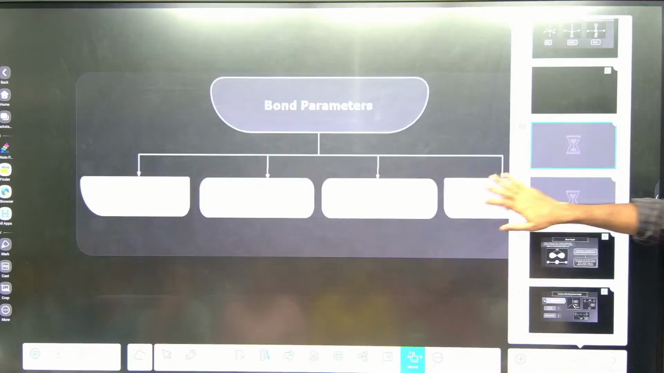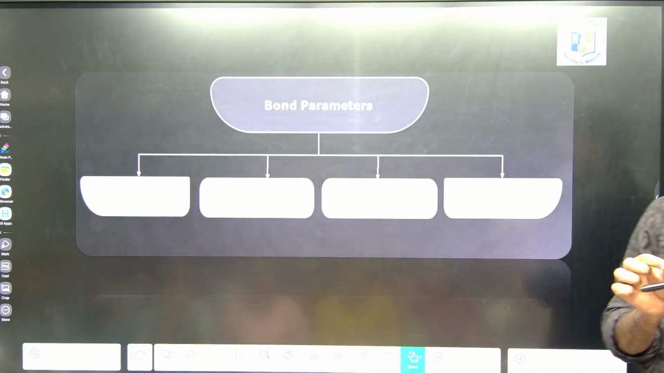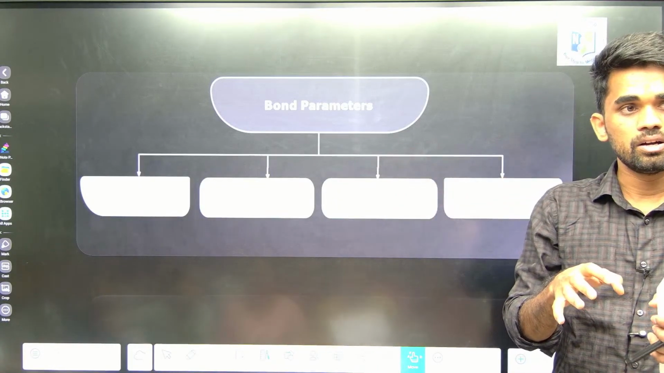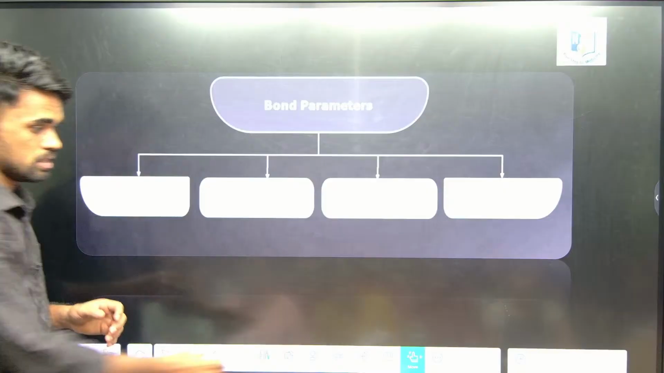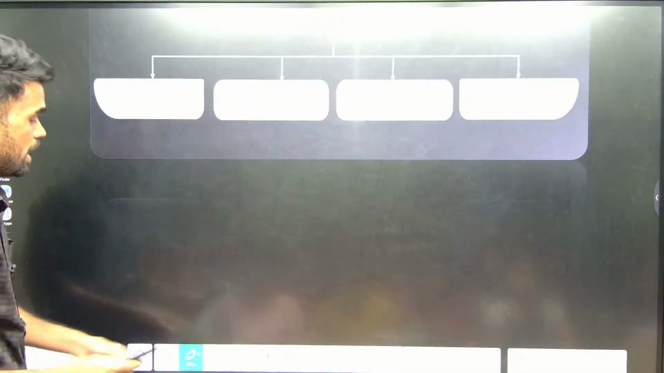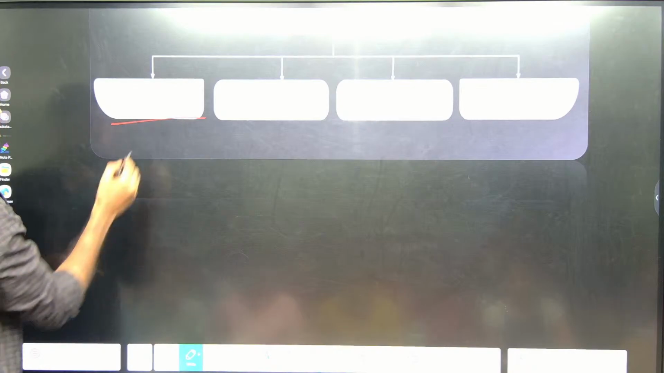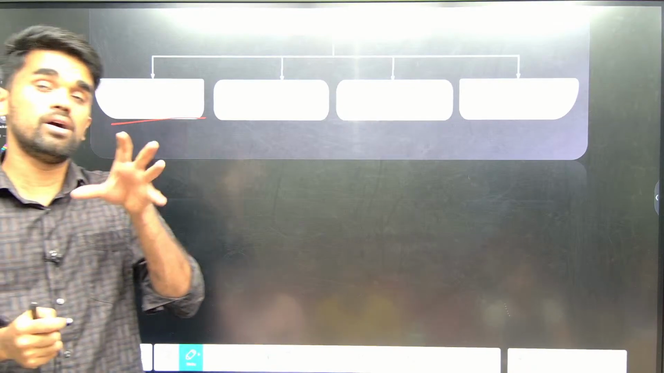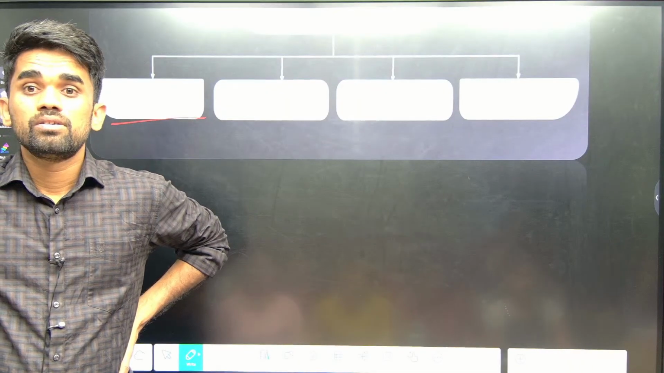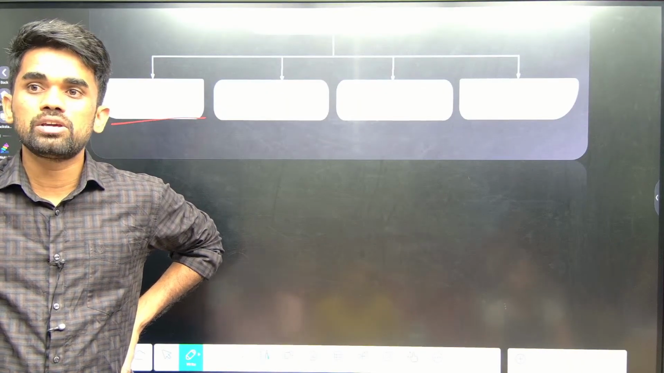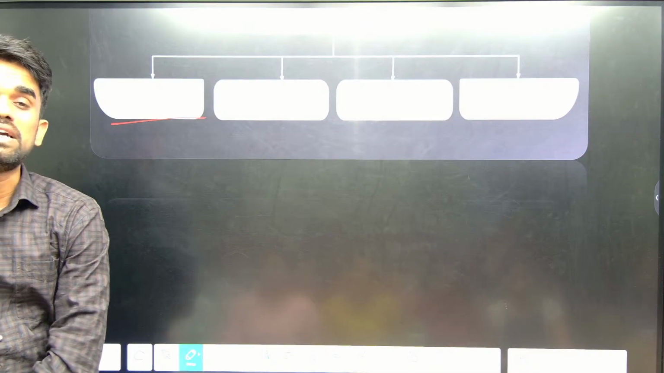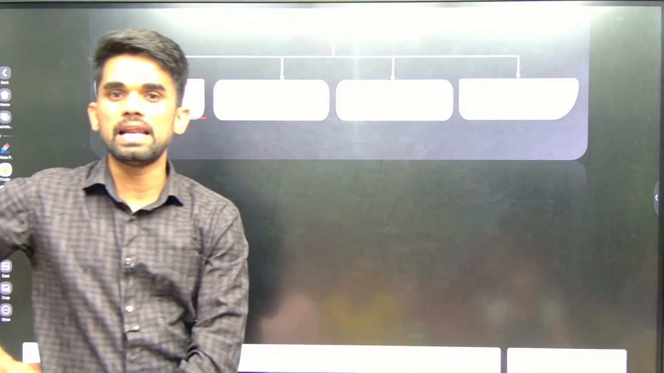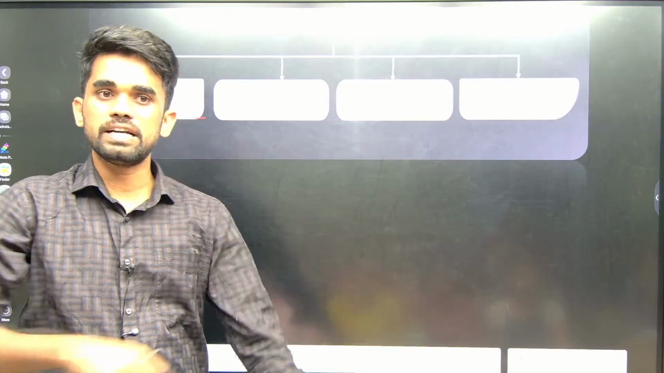Now we have bond parameters. What do we mean by bond parameters? Bond length, bond angle, bond energy, bond order, all this comes under bond parameters. Now we'll discuss the bond angle first. What is the bond angle you have seen in ammonia? 107. In water molecule? 104.5. In methane? So what is the factor affecting there? Lone pair electrons. Lone pair repulsions are more. That is the reason.